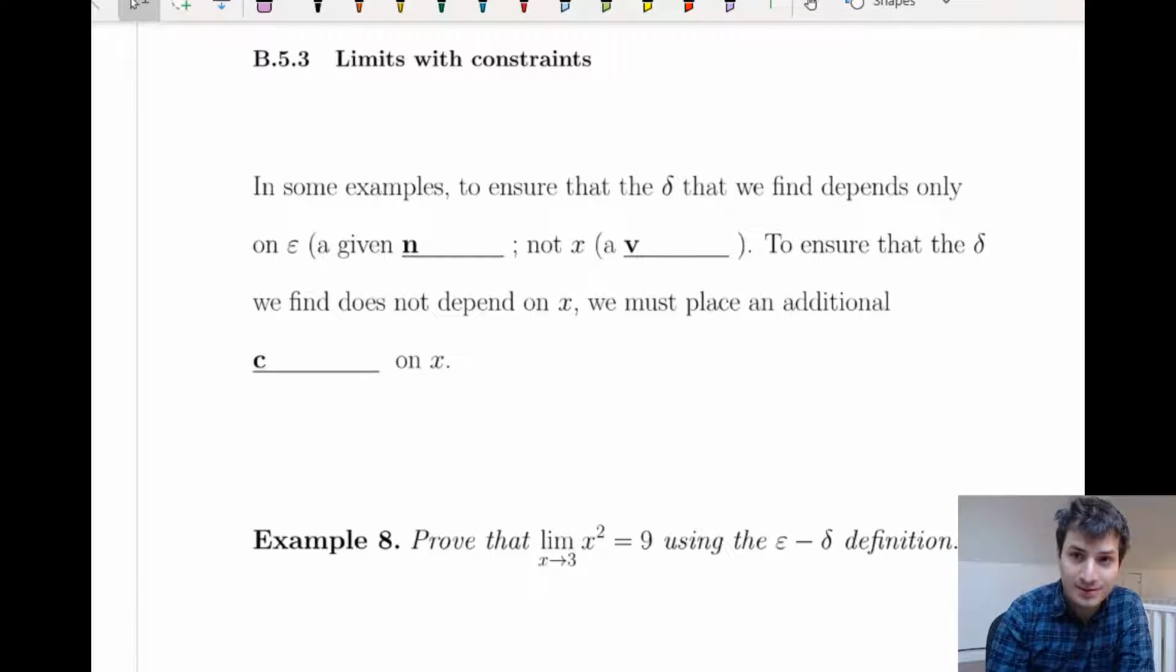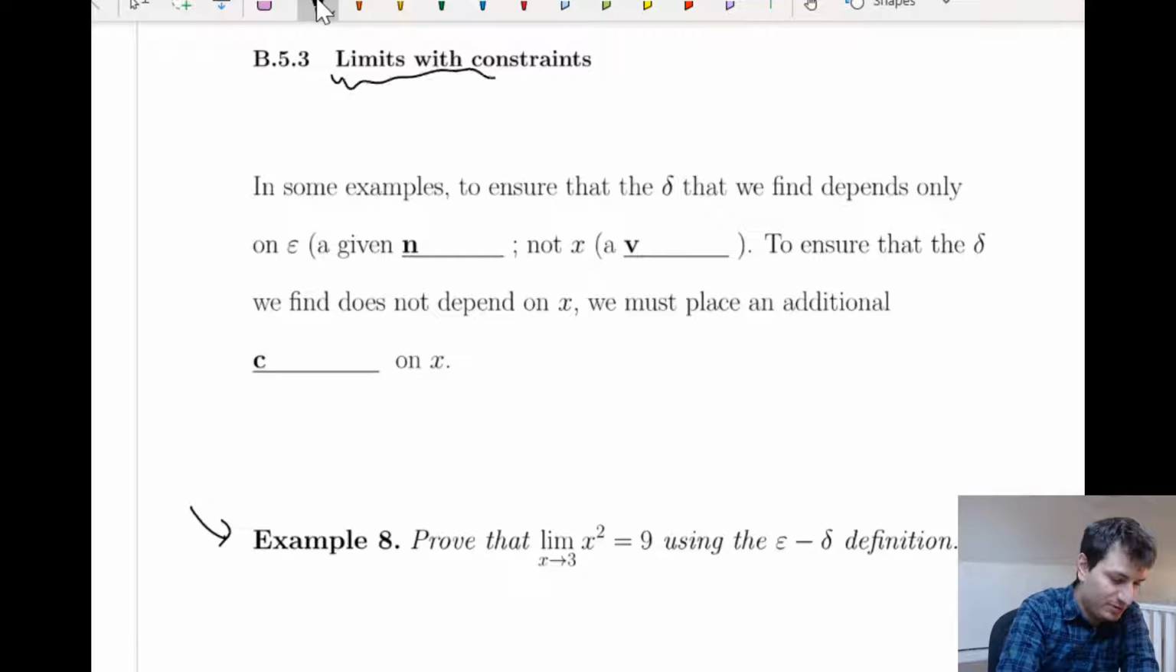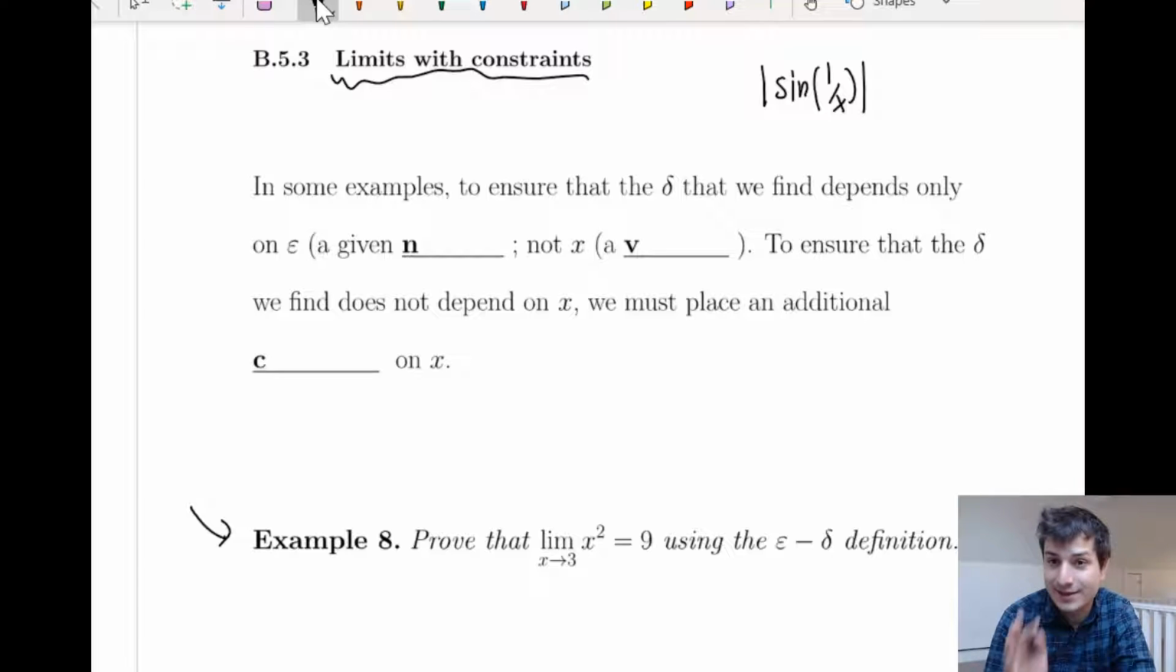Hello, so in this video I'm going to go over example 8, which we did in class, but I think is worth doing again. Example 8 is the first example of limits with constraints. In example 7, which hopefully you saw and made sense before you watched this video, we had this nasty function sine of 1 over x, and we wanted to get rid of it.